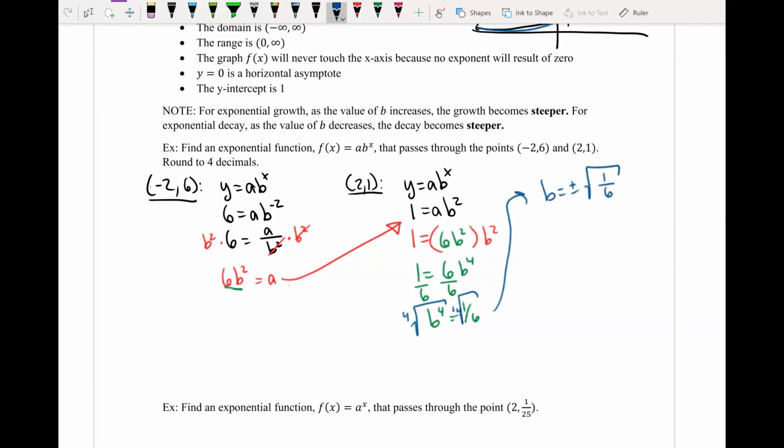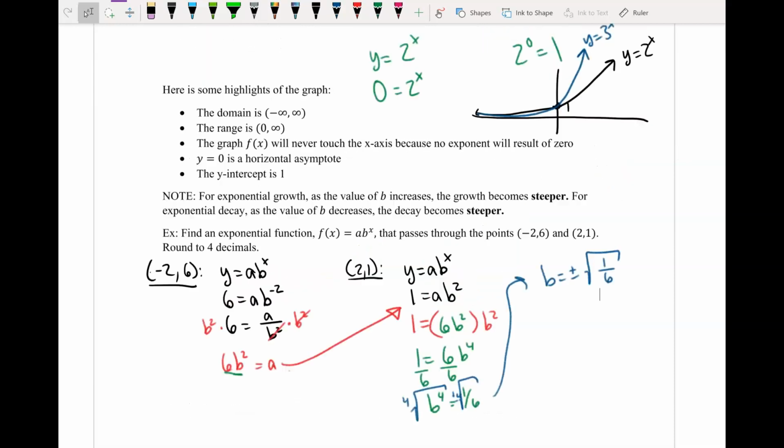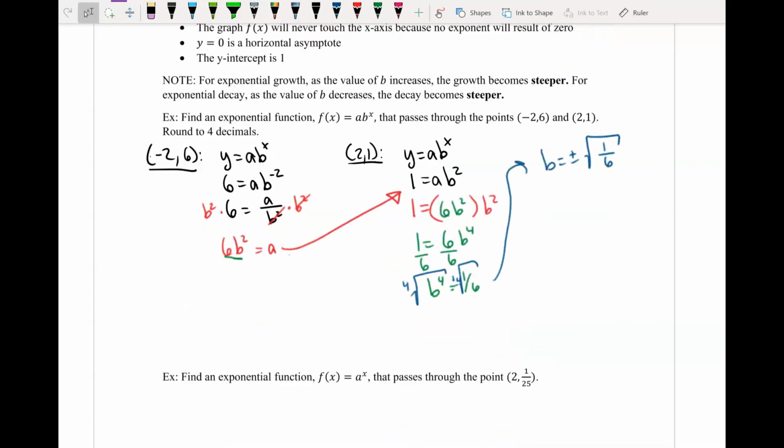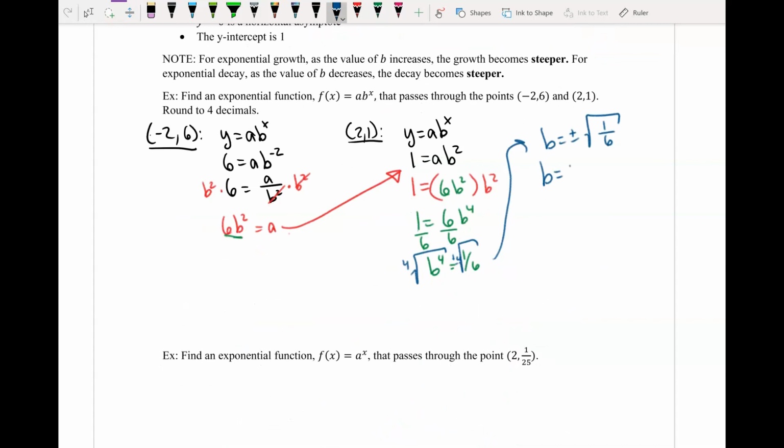Now, which one should it be? Should it be positive or negative? Well, remember, b is always a positive number. If we go back up, we said that the value of b is always a positive real number. Where was b? Yes, b is always going to be positive based on these. So we're going to choose a positive value. So b is equal to the positive 4th root of 1/6. Let me put that in the calculator. So 1 divided by the 4th root of 6 is going to give me about 0.41. So that's what b was equal to.